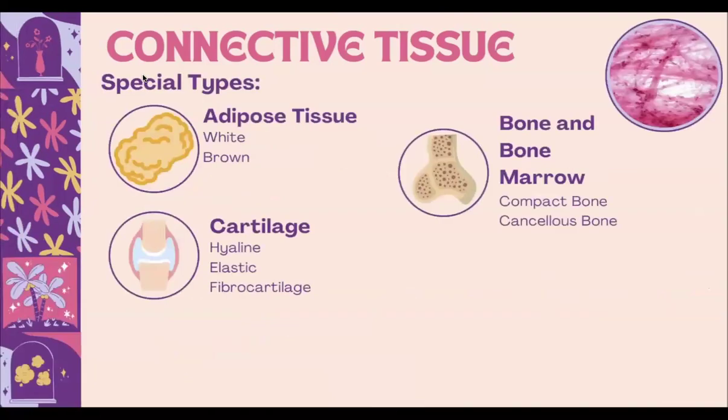Then you have some special connective tissues, and these are essentially your adipose tissue, so the white and brown adipose tissue. They're also your cartilage, and they're also your bone and bone marrow. Cartilage has three types: highly inelastic fibrocartilage, good to know. Bone and bone marrow. The types of bone you have are compact or cancellous. Compact, obviously, the outer part; cancellous, the part that's more porous.